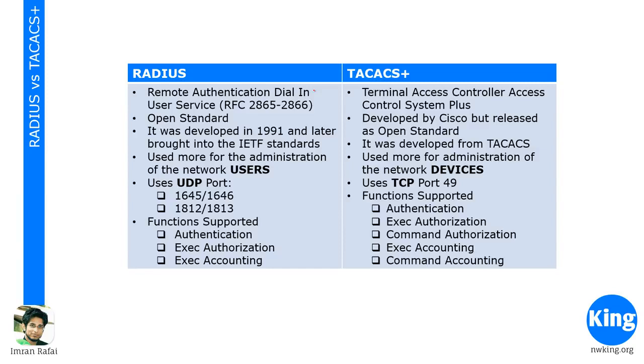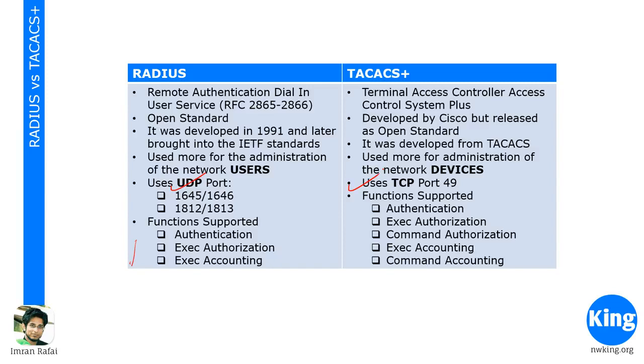It uses TCP, so TACACS+ uses TCP. You need to know RADIUS uses UDP and TACACS+ uses TCP for one reason. If you're an administrator and you have a firewall in between your end device and the authentication server, you need to open the relevant ports, right? So if you're using RADIUS, you need to allow UDP traffic to go through the firewall, or if you're using TACACS+, you need to allow TCP traffic to flow through the firewall, right? So this is very important. You need to know the port numbers.